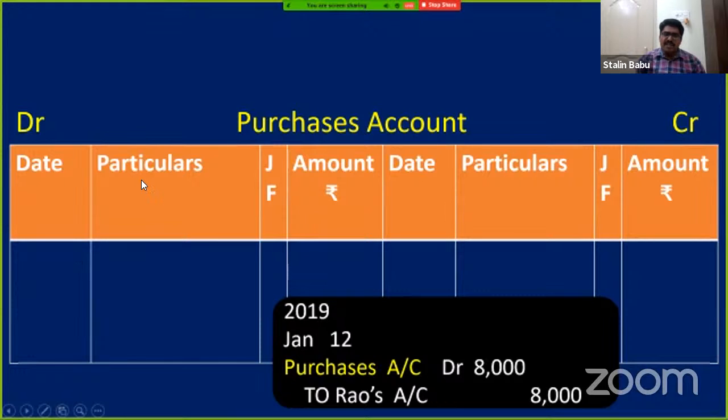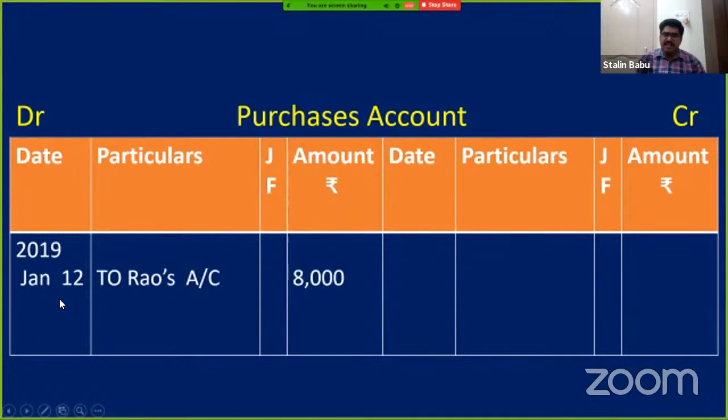In the particulars column, we write the credit account name. What is the credit account name here? Rao's account. To Rao's account in the particulars column. 2019 January 12, to Rao's account. The amount is 8,000. What is the next account?